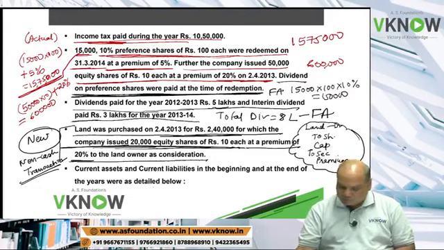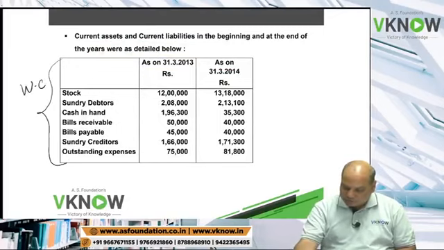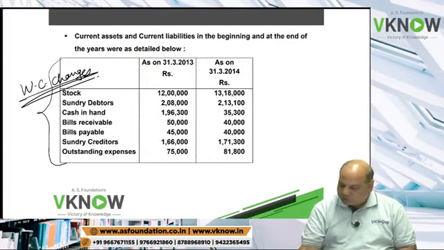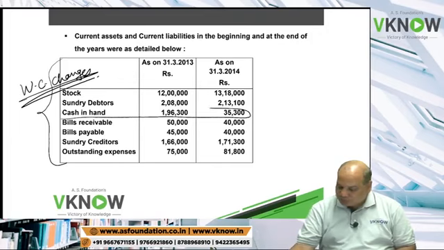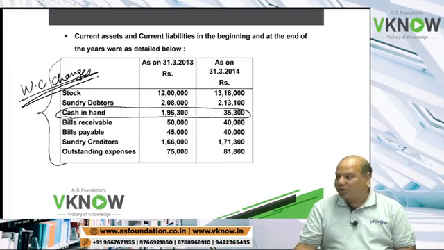current assets and current liabilities at the beginning and at the end of the year are given below. One more adjustment. These are all current asset and current liabilities items. Working capital changes. Only the cash in hand will appear as cash and cash equivalent at the beginning and at the end.